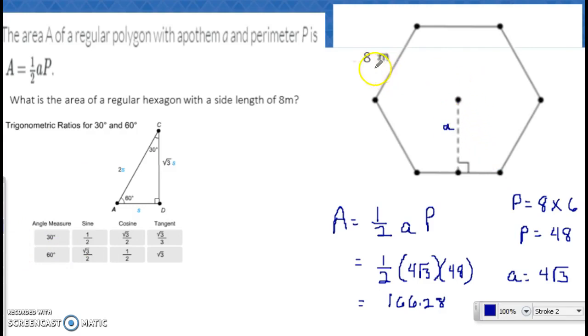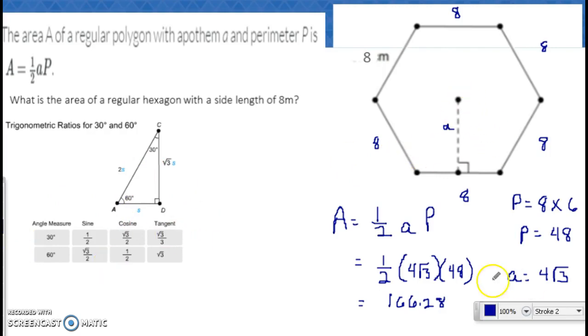Okay, so it's easy to find the perimeter, right? Each of these sides is 8. The whole sides are all 8, and there are 6 sides, so 8 times 6. Our capital P is 48. So how do we find this apothem? We're going to use what we've learned for a 30-60-90 degree triangle.